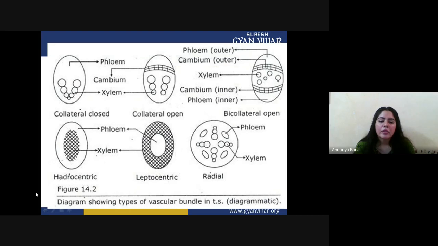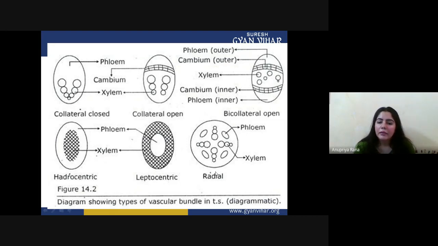Here you can also see the hadrocentric, where all the xylem is present at the center, and the phloem is present surrounding the xylem. Leptocentric is the opposite: xylem will be covering the phloem. So phloem will be present at the center, and the xylem will be covering the whole phloem.